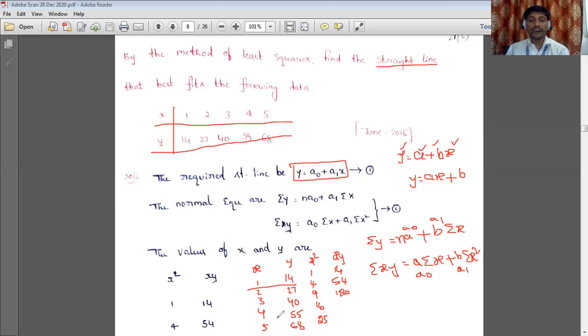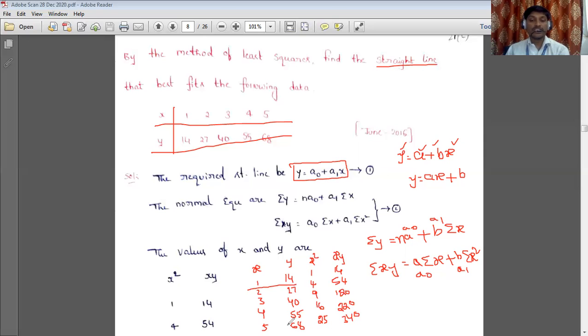In the same way 4 into 55 and 5 into 68. Okay, so here it is 4 into 5, so this is 20, and 2 20s, 220. So this is 55 into this. And then 5 into 68. So here also what we'll get, 5 into 8 is 40. So 5 into 6 is 30, and then 4 and 30, 340.